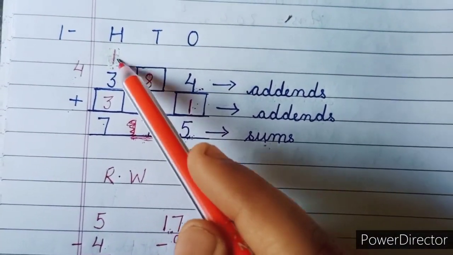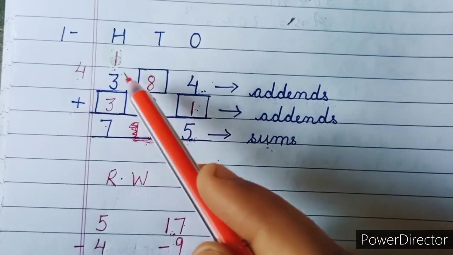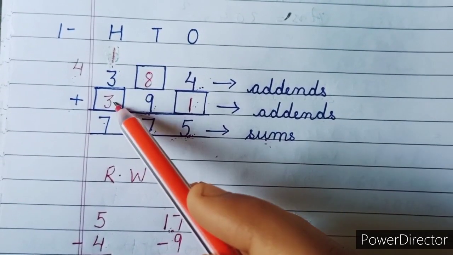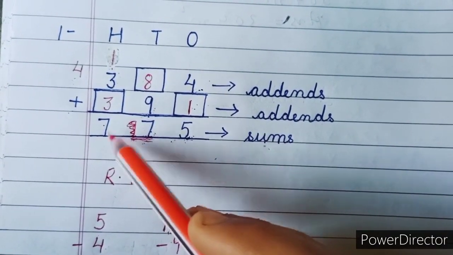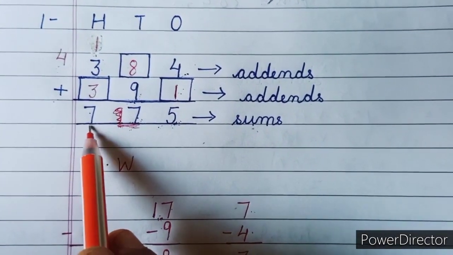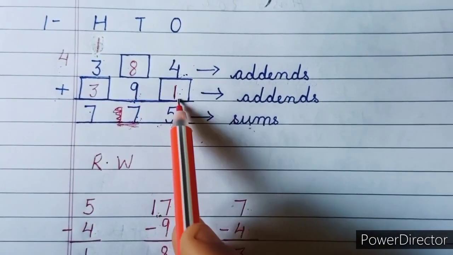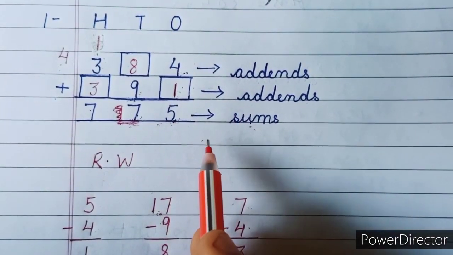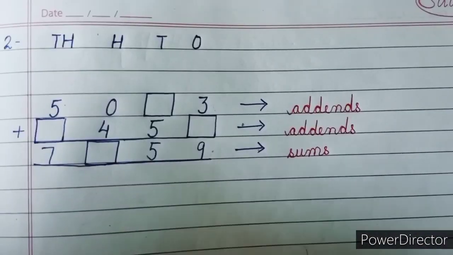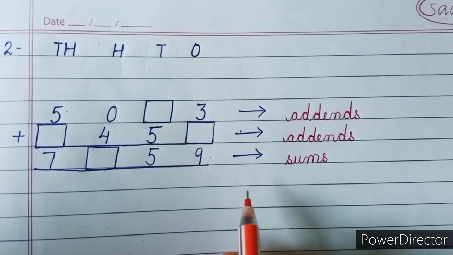Let's check. 1 plus 3 is equal to 4. 4 plus 3 is equal to 7. Okay. So with this trick we can find the missing numbers. Clear, students? Okay. Let's take one more question.